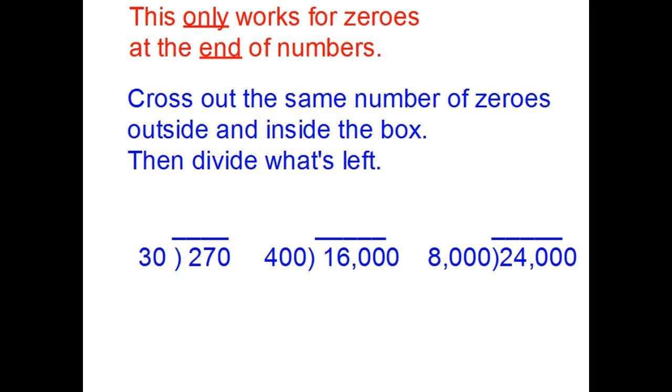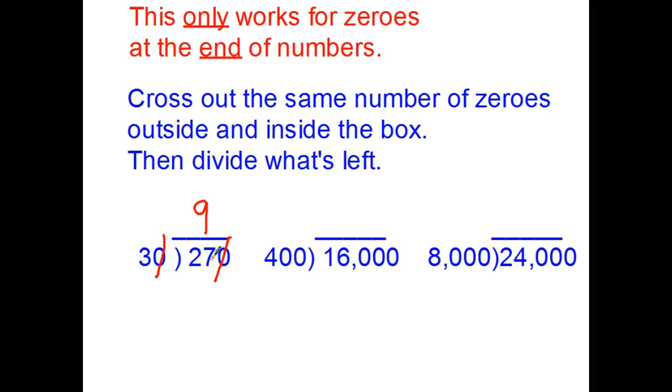So if I come down to this first one, 270 divided by 30, I've got one zero on the outside of the box. I'll mark it out, so I can mark out one zero on the inside of the box. And then I'm left with 27 divided by 3, which is 9. And that's my entire answer. People go, but you don't have a number above the 0. That's okay, because we really got rid of it when we got rid of both of these zeros.